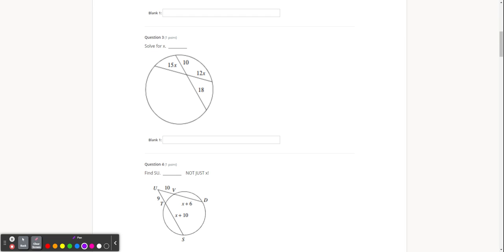So let's take them one at a time. If we look at question 3, you do. So if we look at questions 1, 2, and 3, they're all the same kind of question. 15x times 12x is 1 chord. And then 10 times 18 is the other chord. This one's a little crazy because we've got 15x and 12x. So you're going to multiply the 15 and the 12. What is 15 times 12?